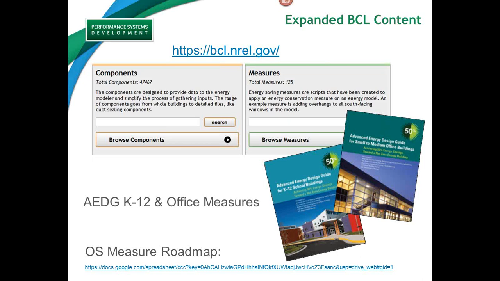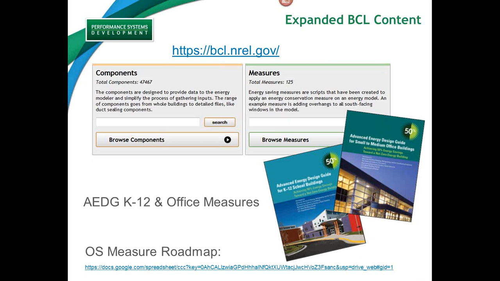These are prescriptive guides. If you want to think of them very simply and boil them down, they are prescriptive cookbooks for how one might achieve near 50% reductions over a code baseline for their climate zone, and of course for K through 12 or office buildings. So what we have now in the BCL, the Building Component Library, is these prescriptive guides, these several hundred page PDF documents, coded as OpenStudio measures, and they're simply drag and drop and apply, run them.